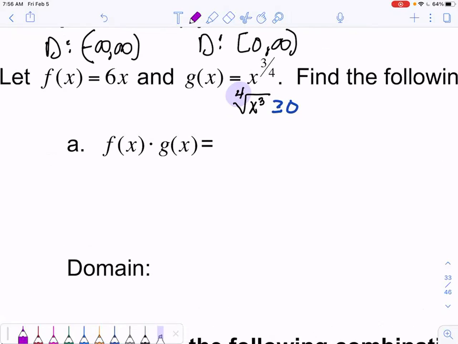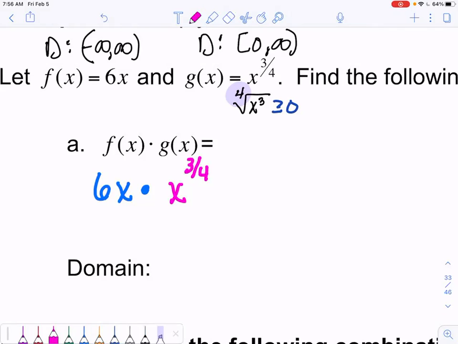All right, so let's see if we can multiply and divide. So multiply f of x times g of x. We started this chapter with properties of exponents.